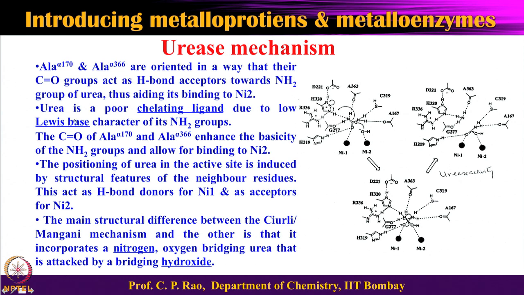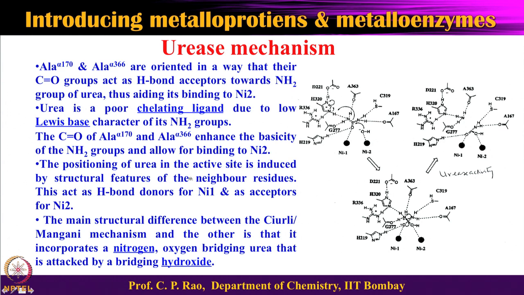Now, as you know, urea is a very weak ligand in terms of chelation, a poor chelating ligand, because it has a low basicity, in other words, Lewis base character. And this Lewis base character is modified by the hydrogen bonds that you have. These hydrogen bonds modify the Lewis base character of the urea, and the urea binds quite okay with all these hydrogen bonds. All this helps the NH2 bind to the nickel 2 center.